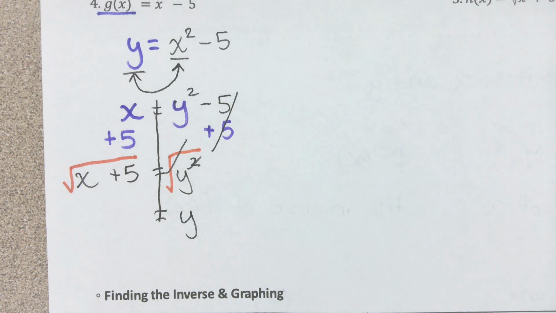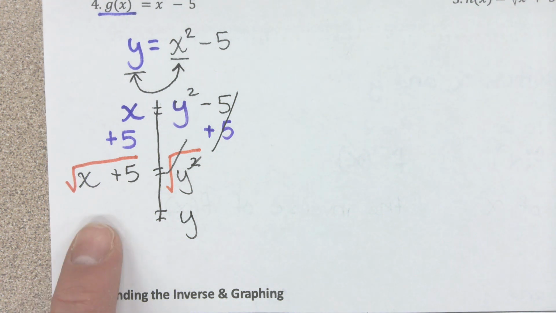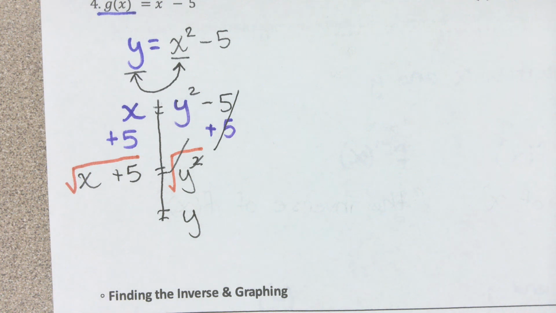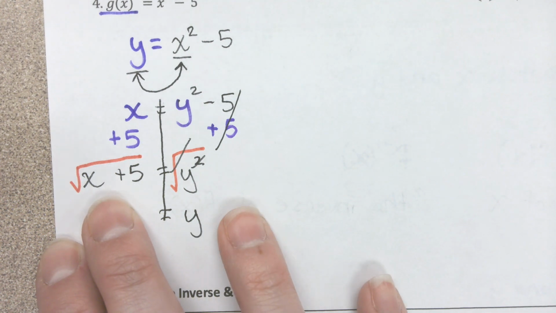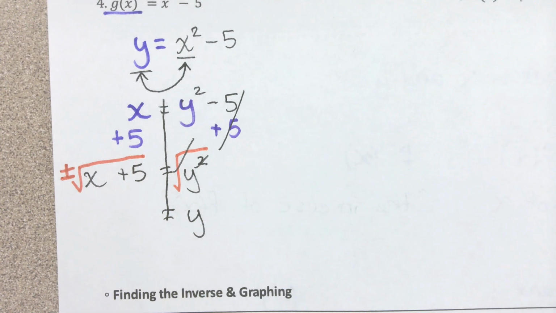The left side, however, the square root stays. That side gets another symbol that goes in front of the square root. What is that symbol? Plus or minus? Yes, good. Plus or minus. You had half of it. That was good. Plus or minus goes in front of the square root.